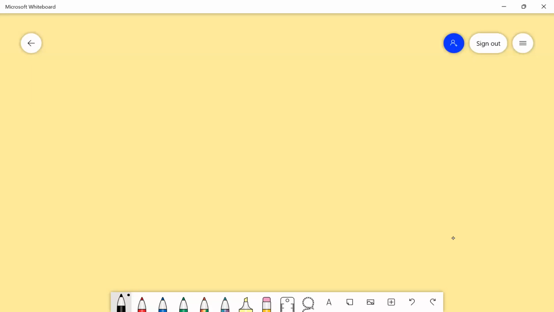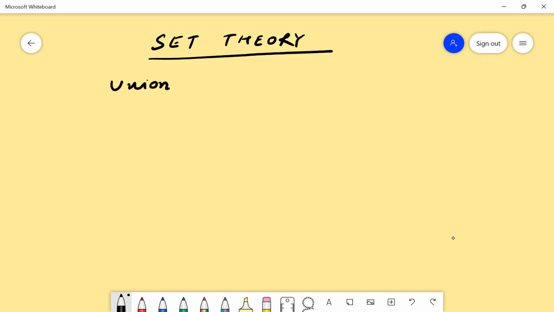So students, today we will discuss one of the most important topics in mathematics, set theory. Set theory. You might have heard about union, intersection, Venn diagram. These are very important and common words.